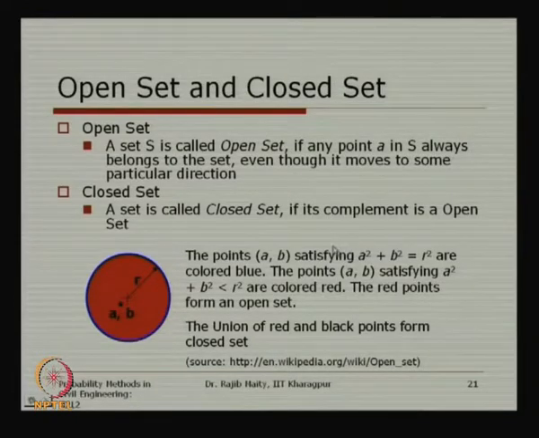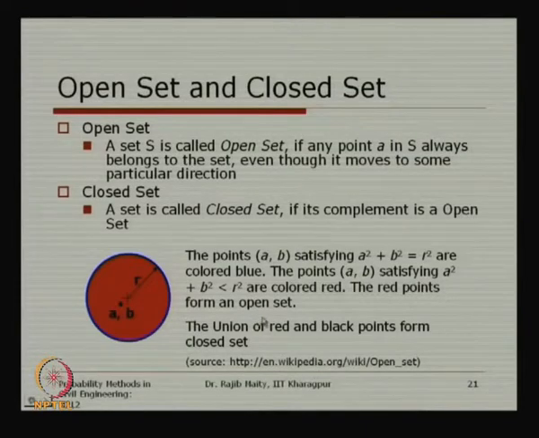Generally we say that any particular set is one subset of its own power set, which is obviously true. There are two more things that we talk about, the open set and the closed set. A set S is called an open set if any point A in S always belongs to the set even though it moves in some particular direction. And a set is a closed set if its complement is an open set. The concept of the open set is more important, and for the closed set we say that if the complement of a set is an open set, then that particular set is a closed set.